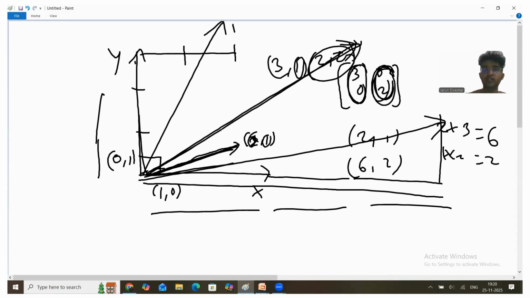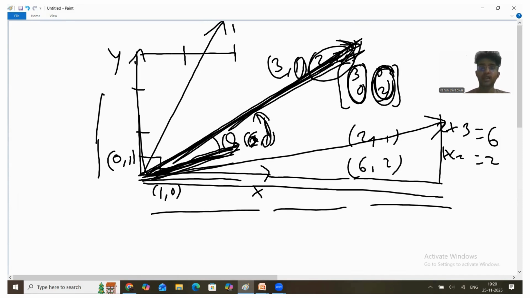So you see it's getting stretched as well as changing its direction by an angle. Usually this is what happens. Your original vector in the original coordinate system is going to be getting stretched like this, as well as changing its angle.